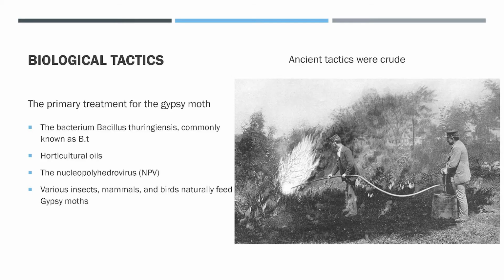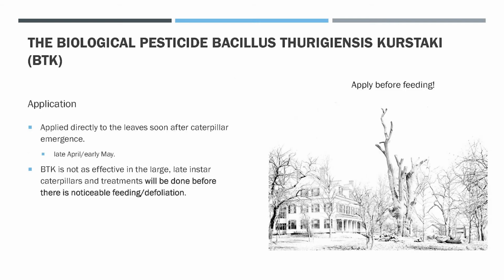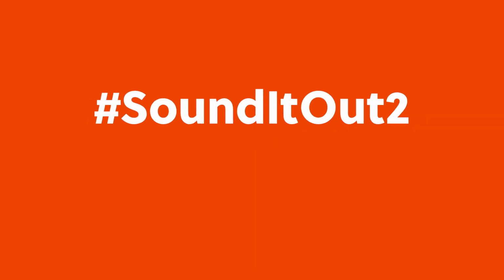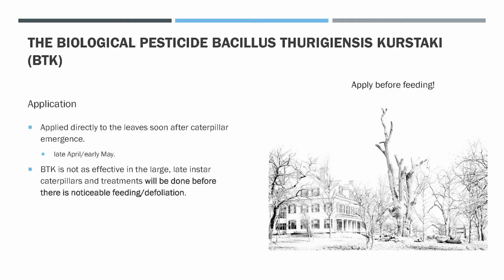Nationally, biological tactics are the primary treatment for gypsy moth. The bacterium Bacillus thuringiensis, commonly known as BT, seen on the right, lighting egg masses on fire was initially a very serious option. More specifically, the biological pesticide Bacillus thuringiensis kurstaki, or BTK, will be our biological option for reducing the caterpillars. We will apply it on and around campus, directly to the leaves soon after the caterpillars emerge. We expect it will be April or early May.